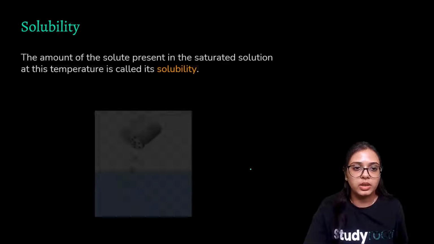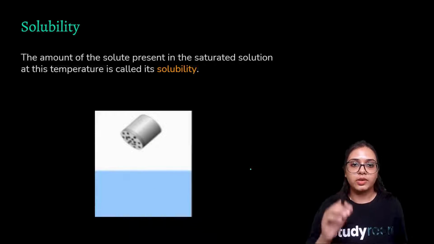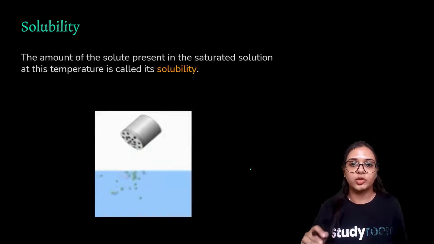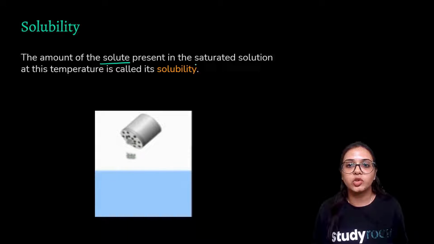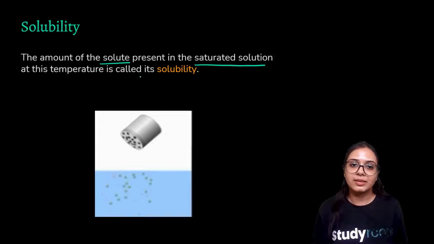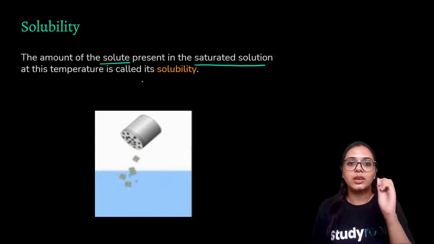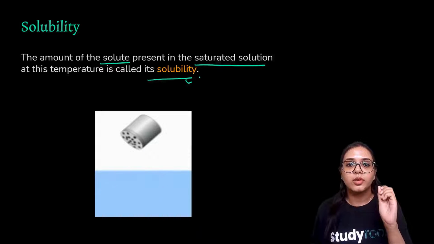What is solubility? The amount of the solute present in the saturated solution at a given temperature is called its solubility. So a particular amount of solute present in a saturated solution at a particular given temperature is called its solubility.